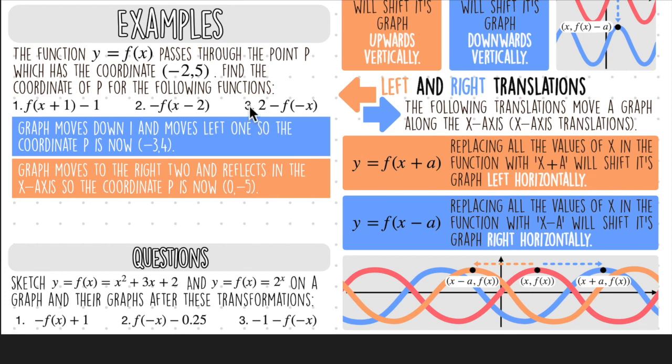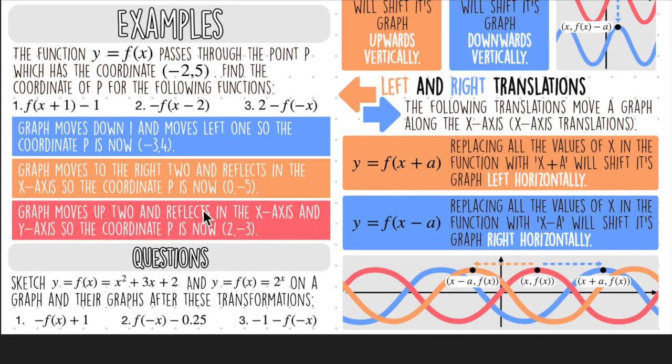And finally, the last question. The function is being reflected in the y-axis as well as the x-axis, and it is moving up by 2. If the function is being reflected in the y-axis, that means the x-coordinate sign must change. So it goes from -2 to 2. The function is also being reflected in the x-axis. So the y-coordinate must change sign, so it goes from 5 to -5. But we also have that the graph is moving upwards too. So it did have a y-coordinate of -5, but it's moving up by 2, so it has a y-coordinate of -3. So it's gone from coordinate -2, 5 to 2, -3.